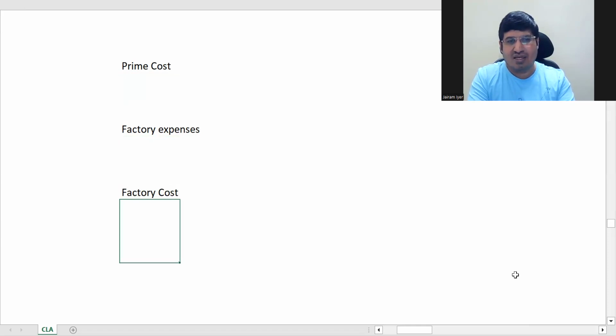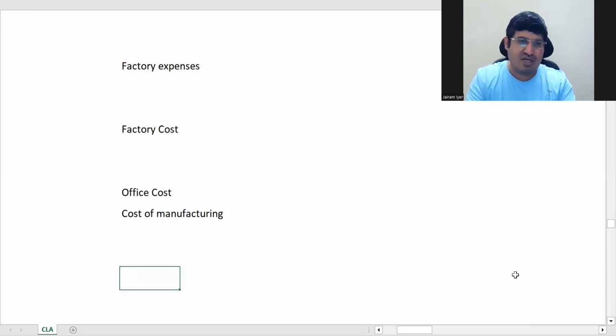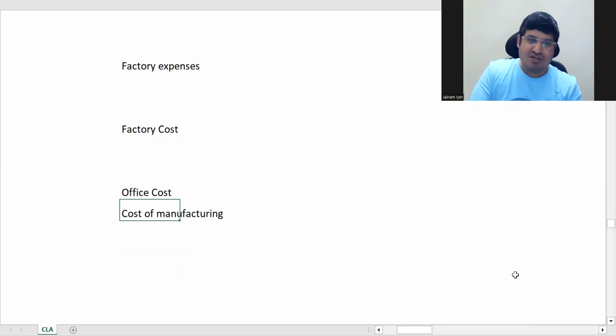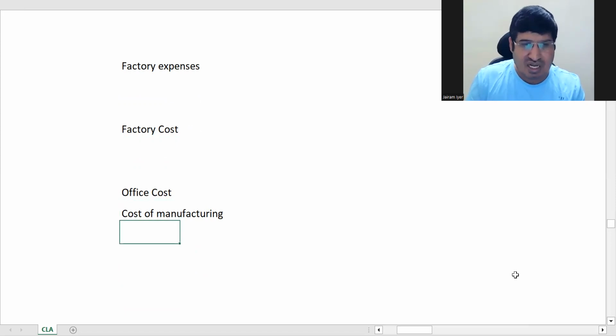And then you have office cost, which is called cost of manufacturing. And then after this, you will have, this is basically what you call cost of goods manufactured.